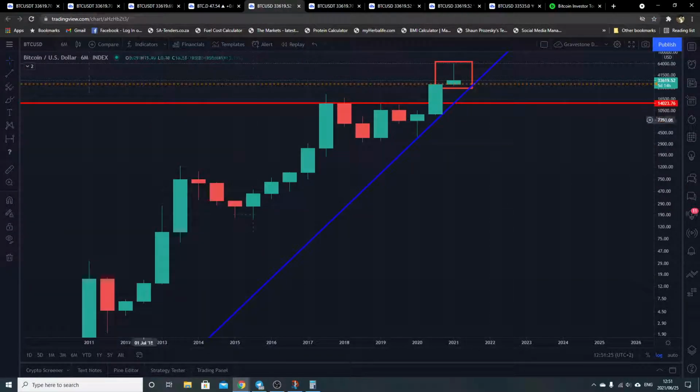Then also just an update on the gravestone doji. Don't know if you guys know about this candlestick pattern. It is a very powerful trend reversal pattern, especially on the 6 month, when it happens at the end of an upward trend, at least for 6 months. Yeah, this is a 6 month chart.